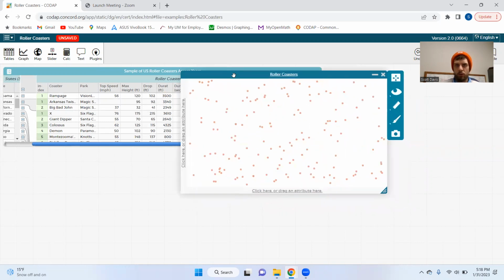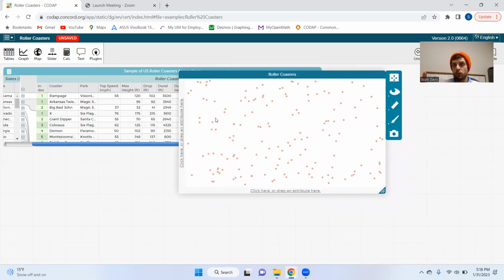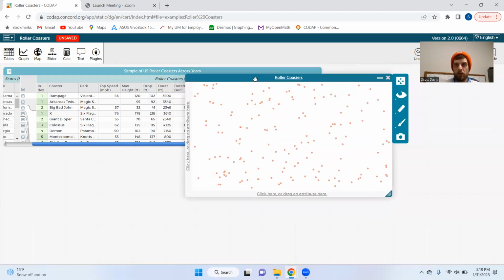CODAP will only give us an R squared value, which means you will have to do the additional step of finding R. It's just literally the square root of the R squared value. If you have a negative slope, you'll take the negative square root. If you have a positive slope, you'll take the positive square root.